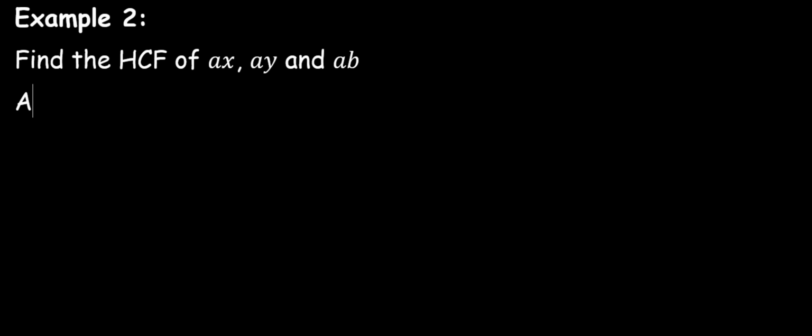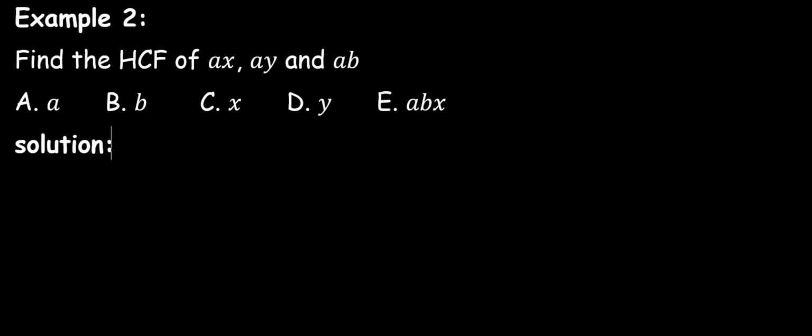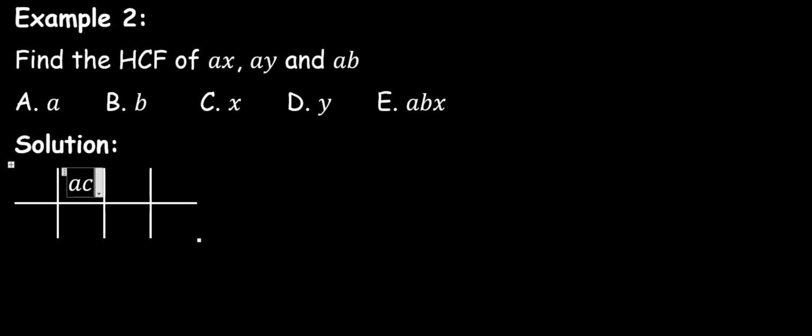The options are given. Option A, small letter a. Option B, small letter b. Option C, x. Option D, y. Option E, abx. Solution. Let us rule our table and bring in the values ax, ay, and ab.